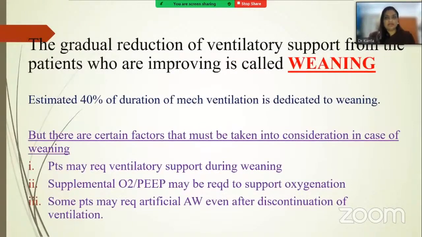So this gradual reduction of ventilatory support in the patients who are improving is called weaning. An estimated 40% of the duration of mechanical ventilation in the patients who have been on prolonged ventilation is dedicated to this process. There are certain factors that must be taken into consideration in weaning: your patient may still require ventilatory support during weaning, that is step down ventilation, or he may still require some amount of supplemental oxygen or PEEP to support oxygenation. Some patients may require an artificial airway even after discontinuation of ventilation, for example, patients with some lesions in the tracheobronchial tree, patients with facial burns, etc.